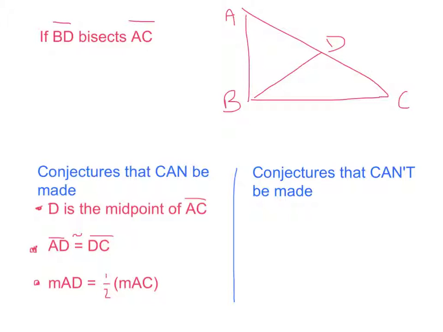So conjectures that cannot be made are a couple things. Triangle ABC is a right triangle, and angle ABD is congruent to angle DBA. Now the reason why we can't say those is it may look in the picture like this is a right triangle, but just the fact that it's bisecting has nothing to do with triangles. Same thing, a bisector has nothing to do with angles. We could prove that those two angles are congruent if we knew some more information, but we can't just say that because of this fact.